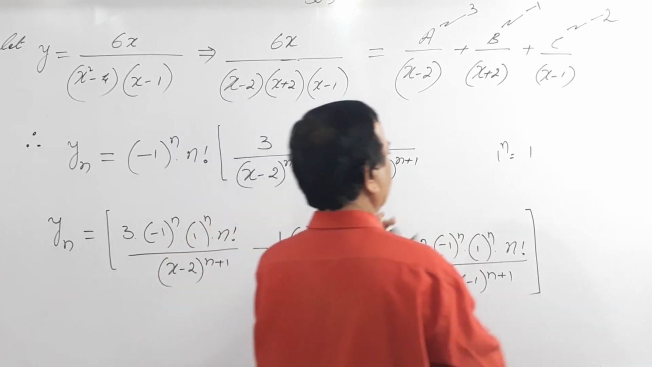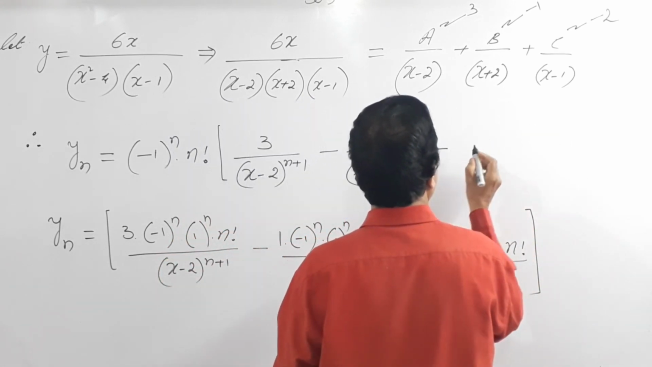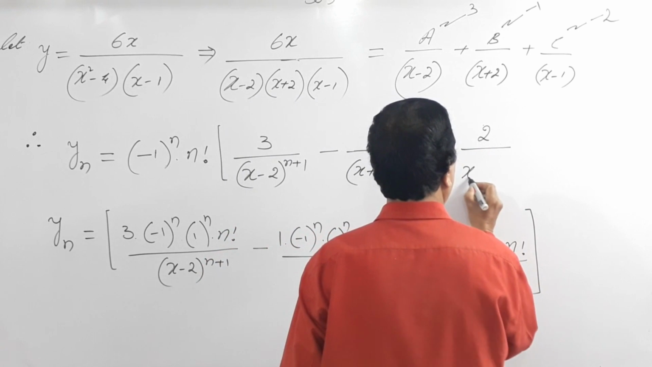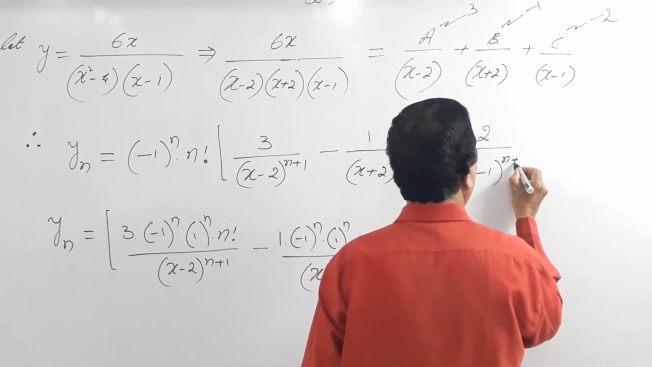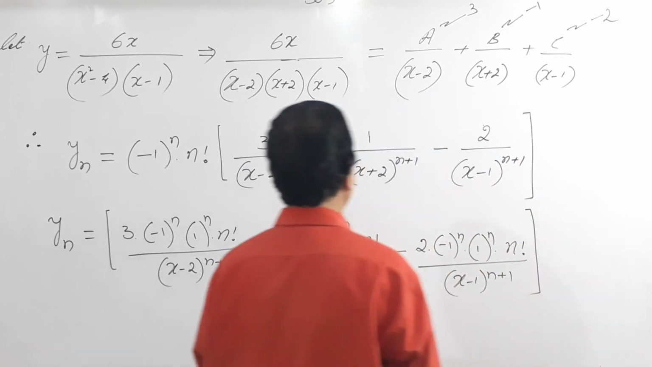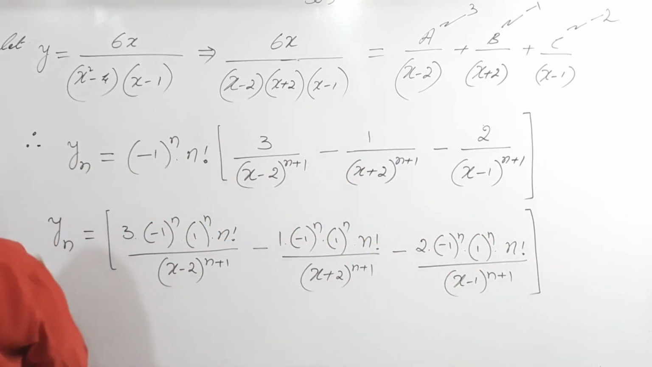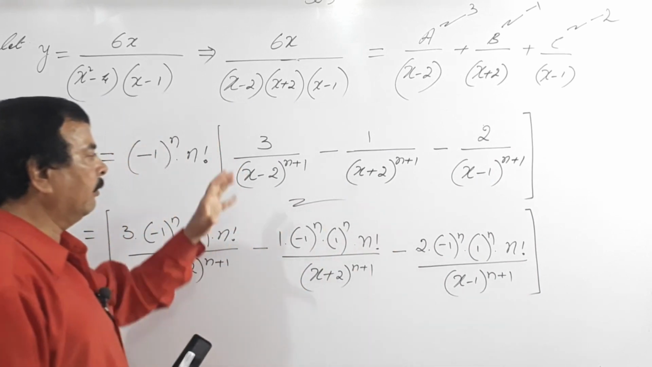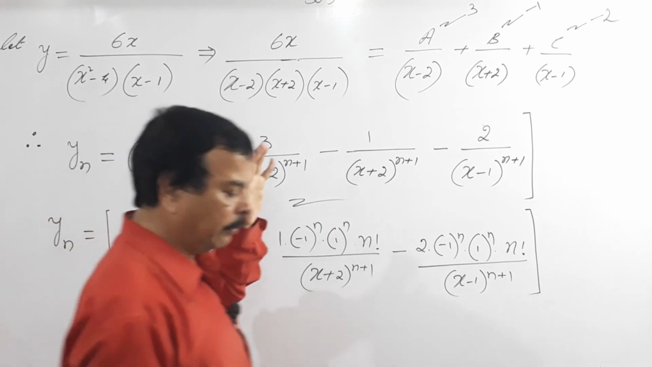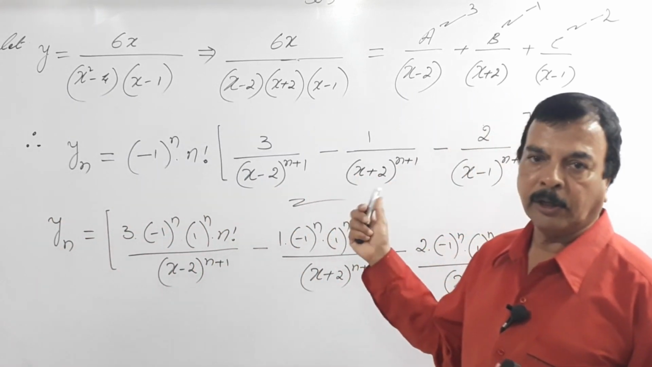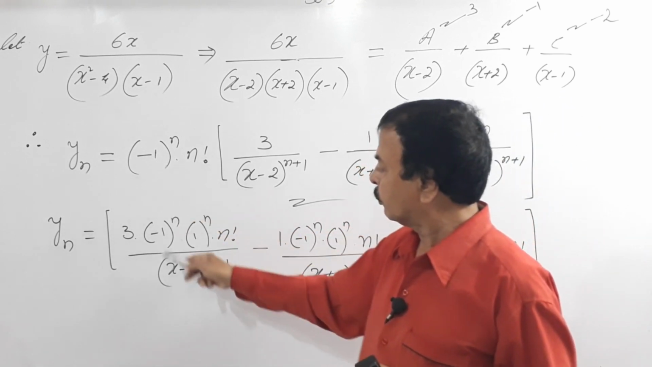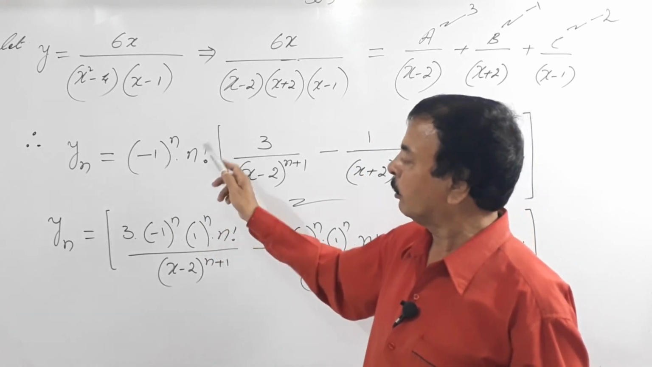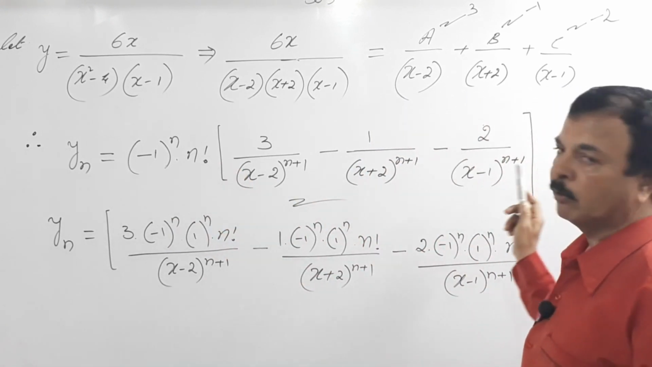Again we have minus 2 by (x minus 1) to the power of n plus 1, and I'll close this bracket. Therefore this is the final answer. So dear students, if you can recollect this and practice this, you can definitely do this problem. The only thing is I have taken minus 1 to the power of n common, n factorial, and 1 to the power of n is 1 only, so no need to write that. If you can do this much, you are going to get your full marks.